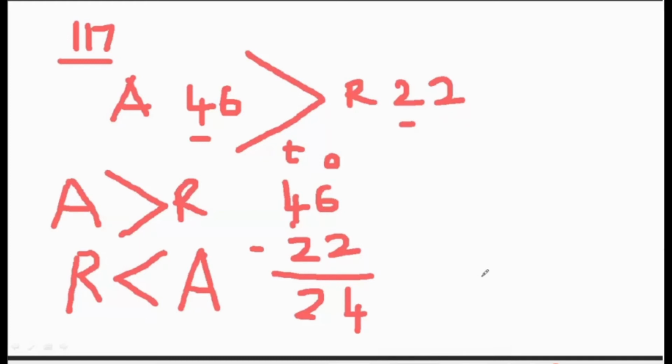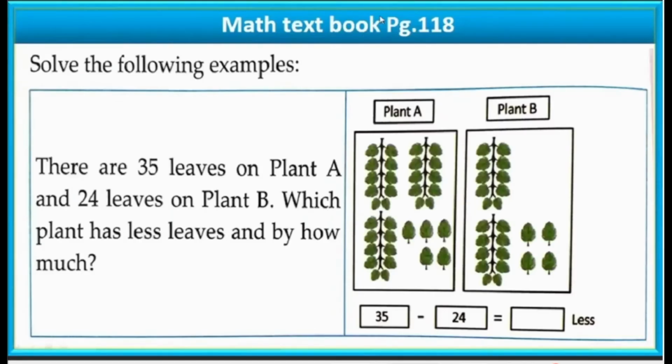Yes, let's see the textbook page number 118. There are 35 leaves on plant A. Like pencils, we are going to see the plant A and plant B leaves. So 35 leaves on plant A and 24 leaves on plant B. Which number is more? Plant A or plant B? Which has more leaves? Can I have answers?